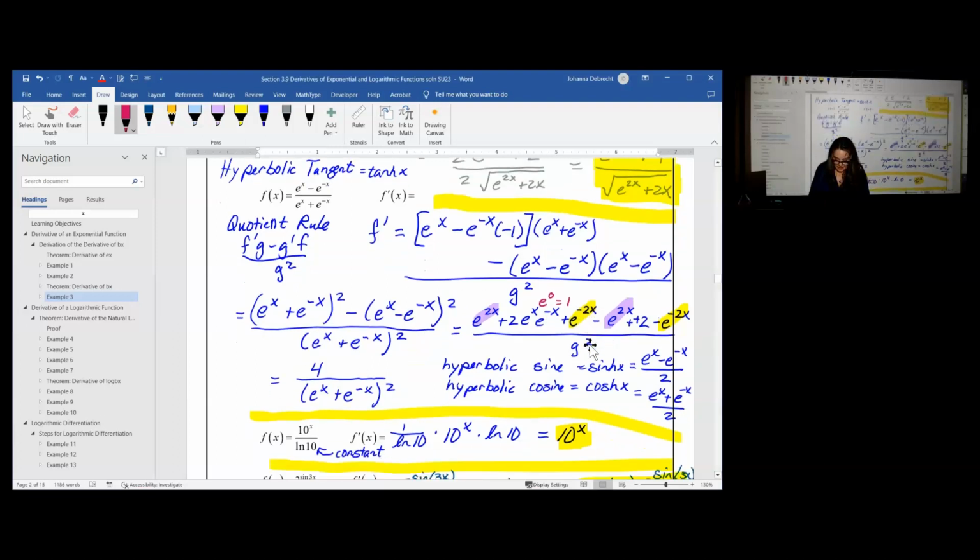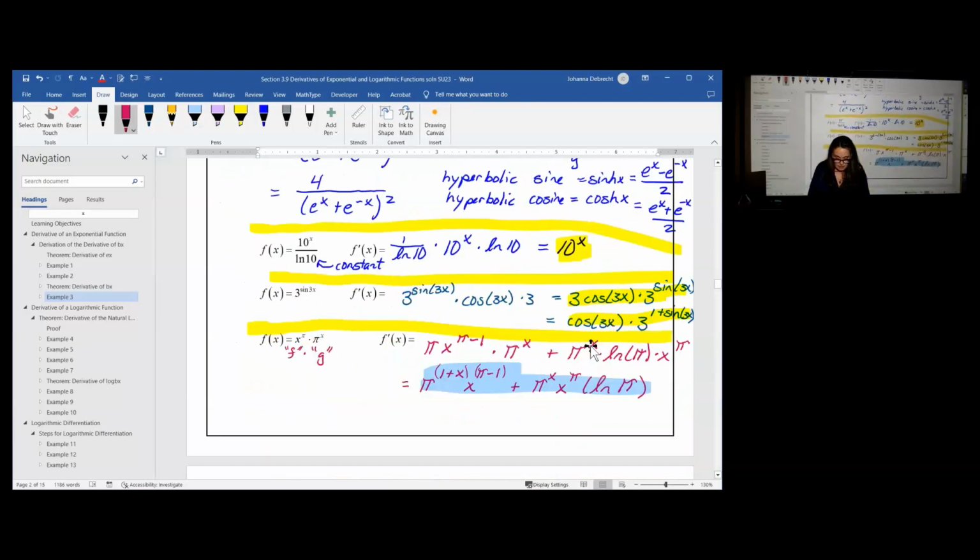Let's now look at the last 3 problems. I have 10 to the x divided by the natural log of 10. This is actually a short problem because natural log of 10 is a constant. So I can pull it to the front as 1 over the natural log of 10, and then just take the derivative of 10 to the x. The derivative of an exponential is the exponential times the natural log of the base. The base is not e, so it's not 1, it's natural log of 10. And these constants cancel, and I get 10 to the x.